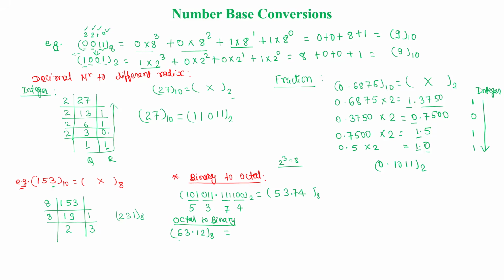Now for each octal digit, we are going to write it with the help of 3 bits. So 6 is written as 110. 3 is written as 11, but we have to take 3 bits, so we'll write 011. After the decimal point, 1 is written in binary as 1, but we have to take 3 digits, so 001. 2 is written as 10 in binary, but we have to take 3 digits, so 010. So this is the binary equivalent of the octal. Like we are able to convert binary to octal and octal to binary.